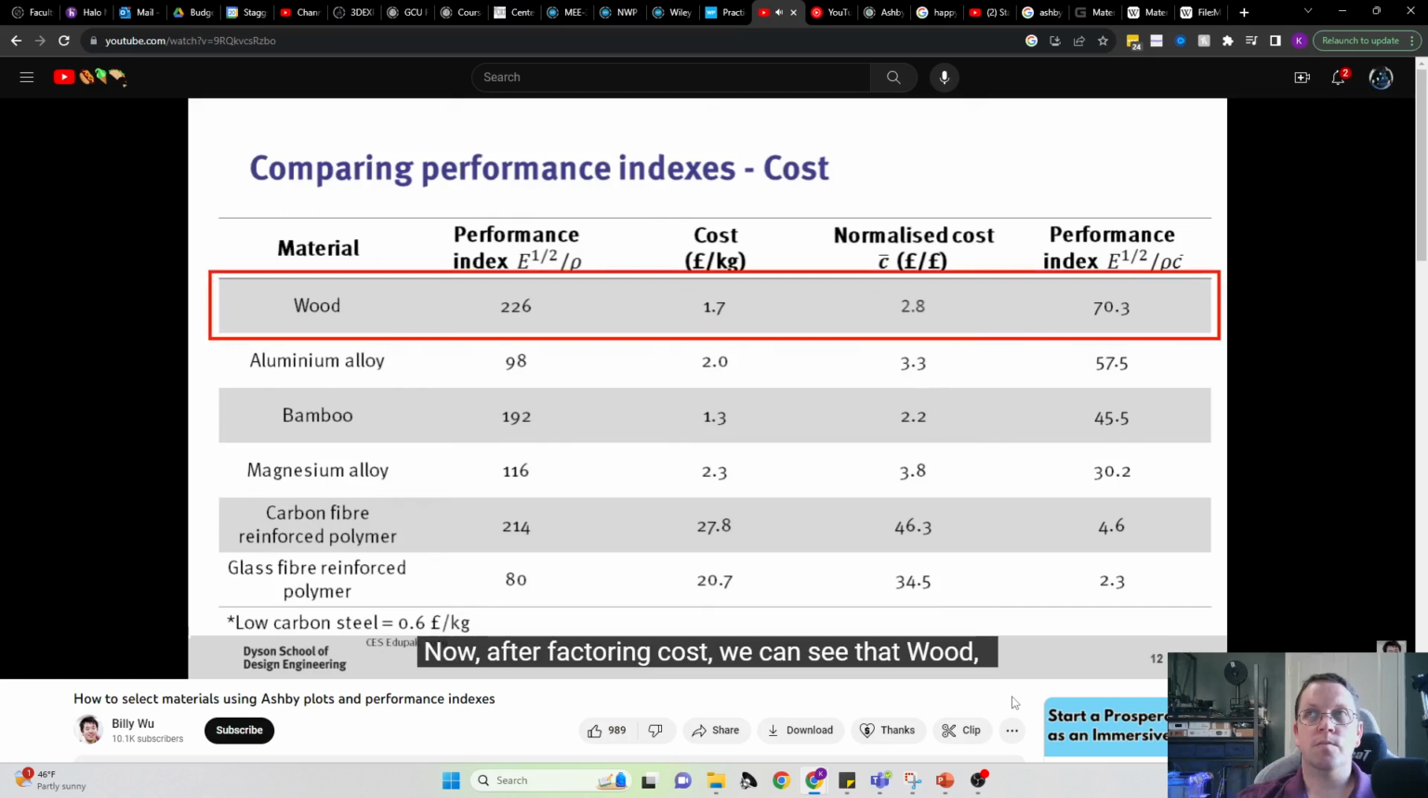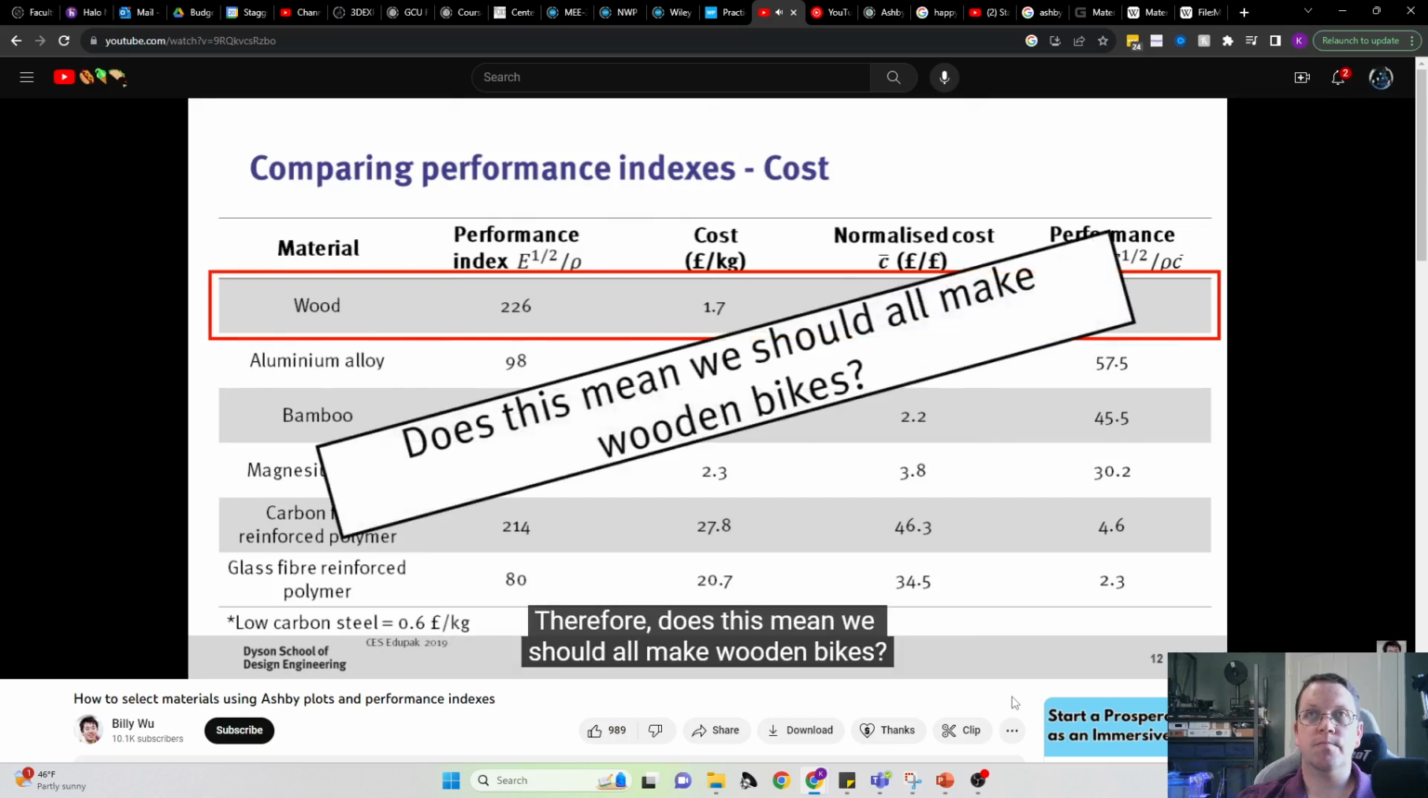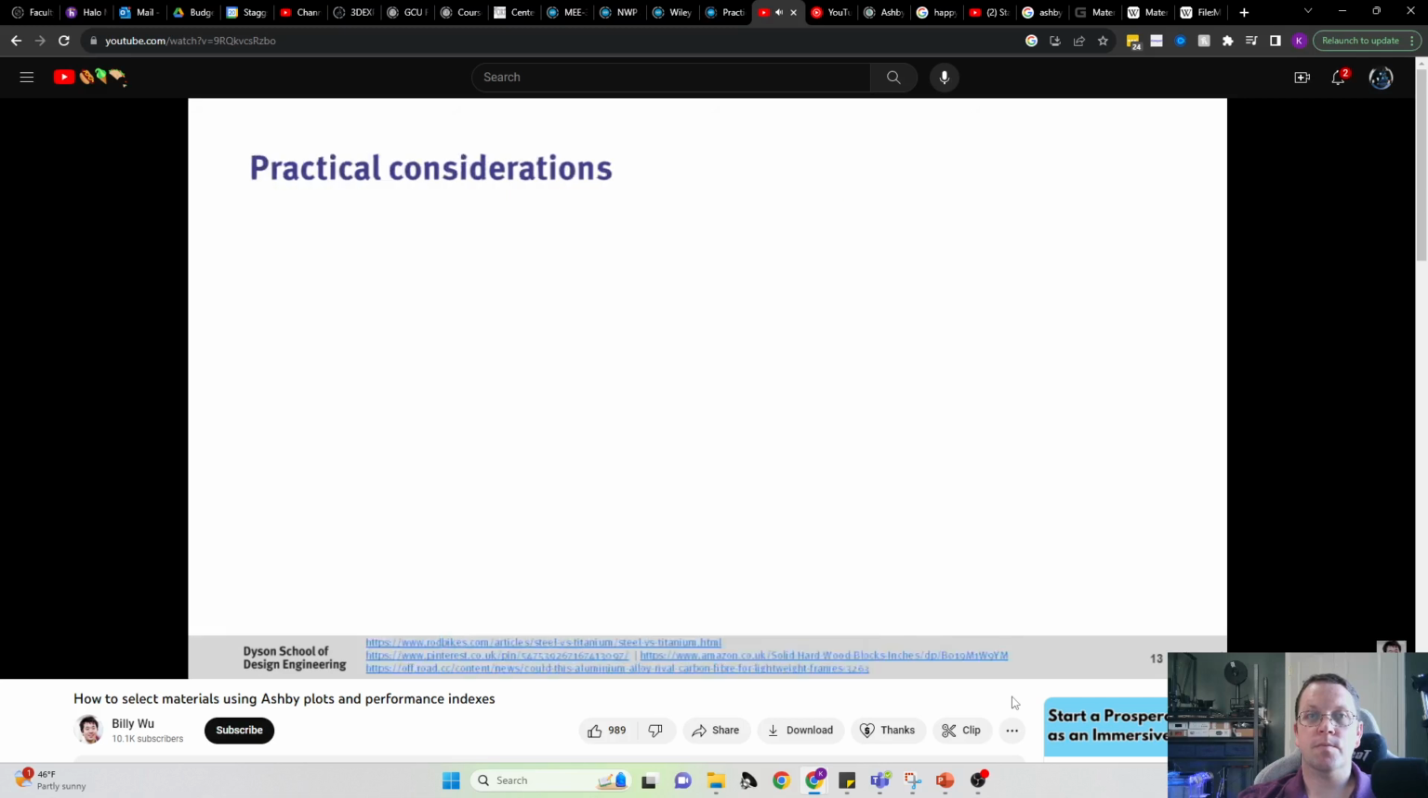Now, after factoring in costs, we can see that wood, aluminium alloys, and bamboo are the top materials, with carbon fiber second to last now. Therefore, does this mean that we should all make wooden bikes? Invariably, the answer is no.